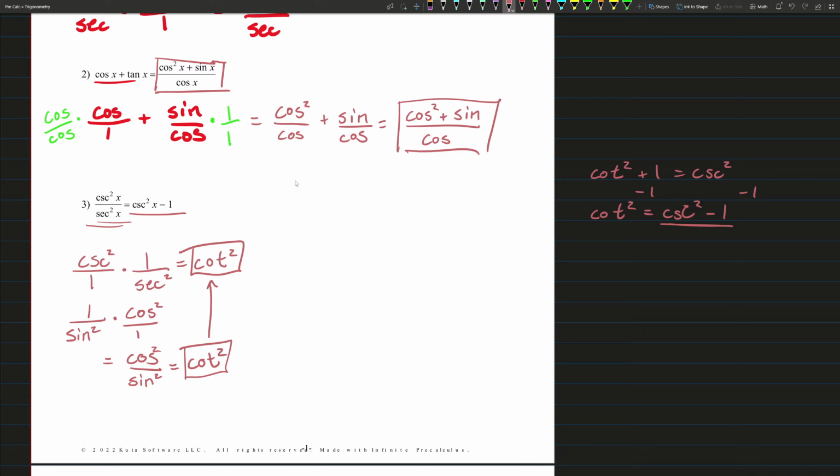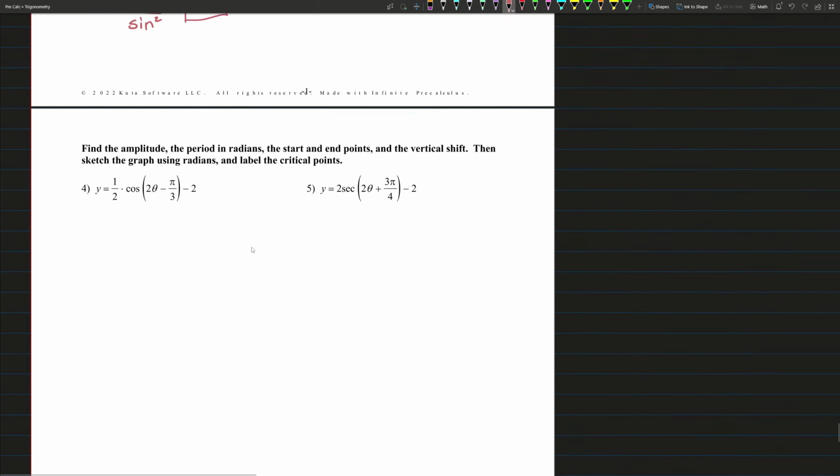For all of these, there are different ways to do them. Just because I did it this way doesn't mean you wouldn't be able to get a right answer doing it another way. Some ways require a lot more steps, but you still should be able to get the identity. So that's 1 through 3.